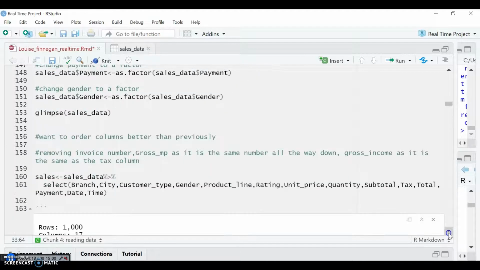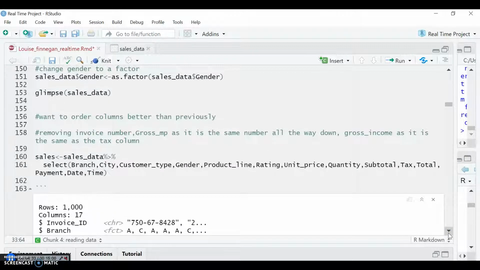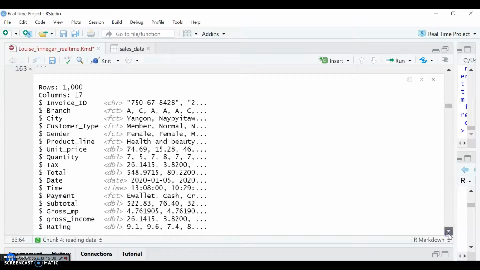Then I decided I'd tidy up the columns, so I took out invoice number, I took out the gross margin percentage because as discussed that is the issue, and I took out the gross income. I tidied it up and ordered the data in a better format than what it was, and that's it there, detailed.